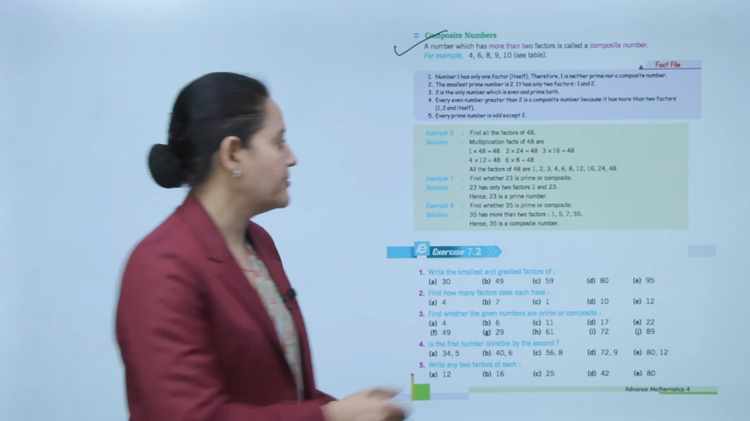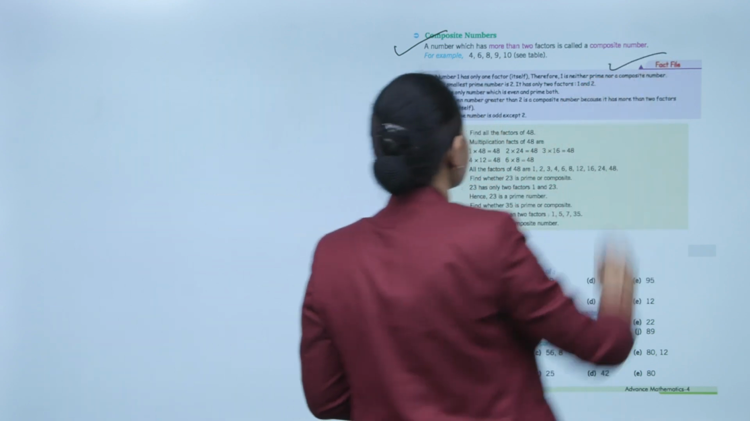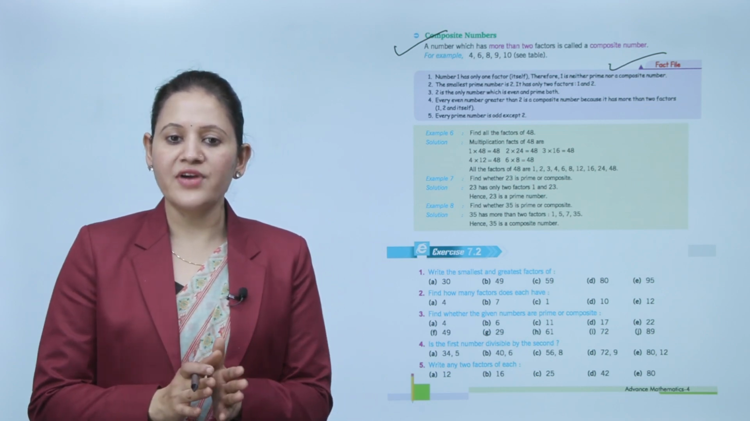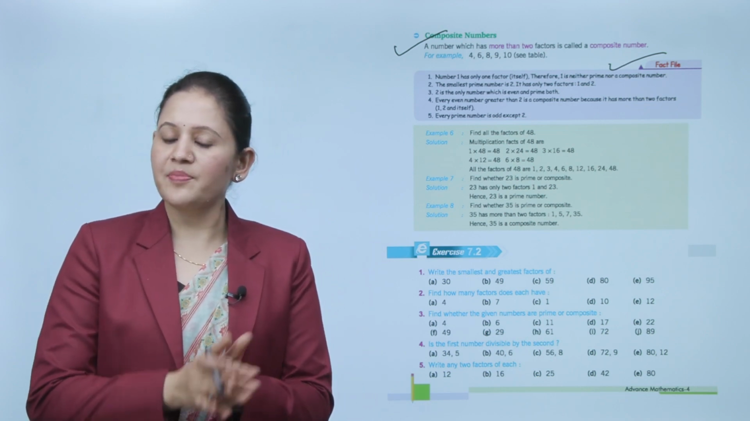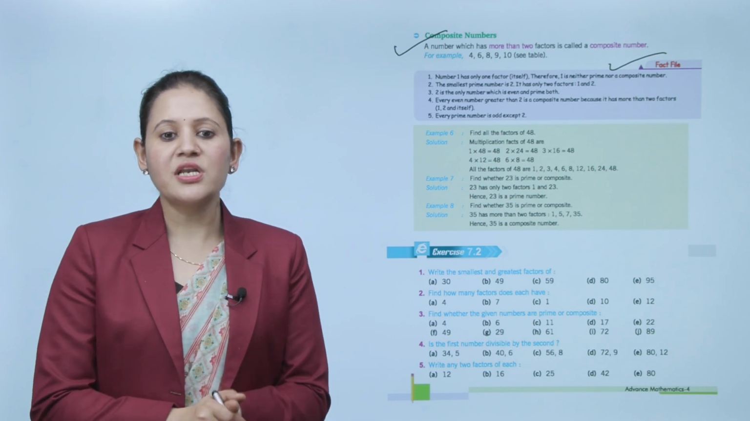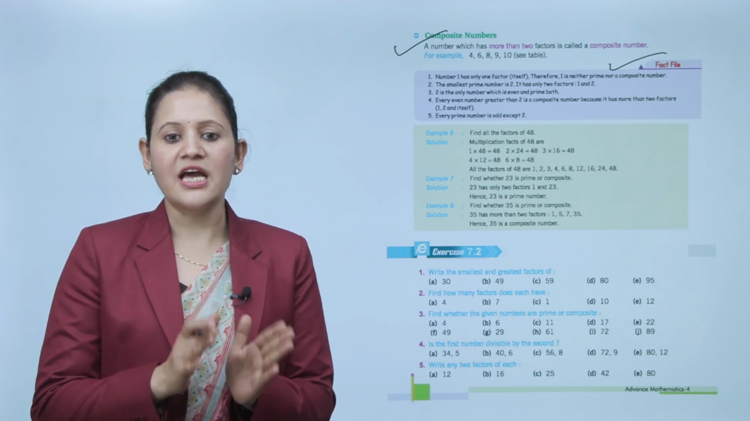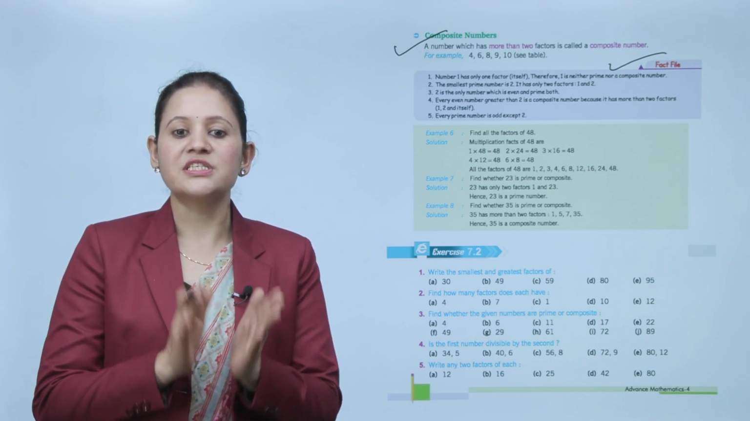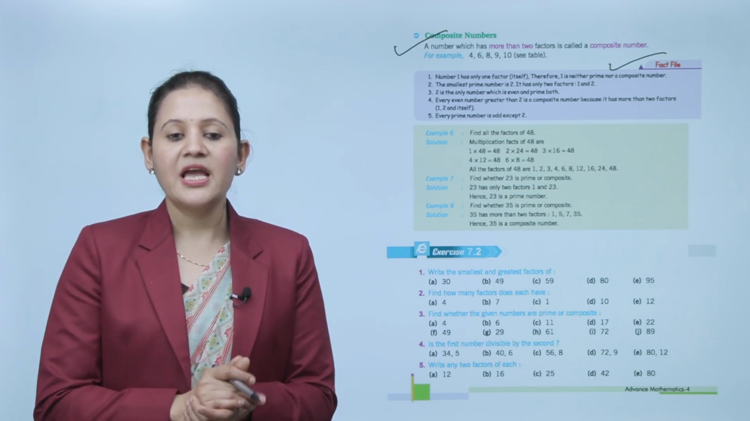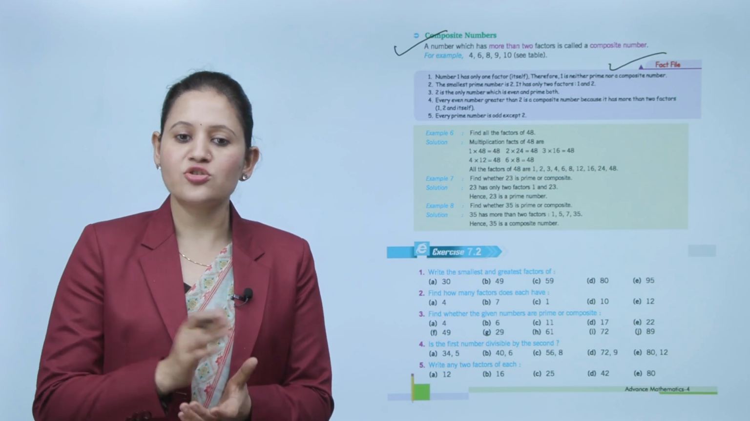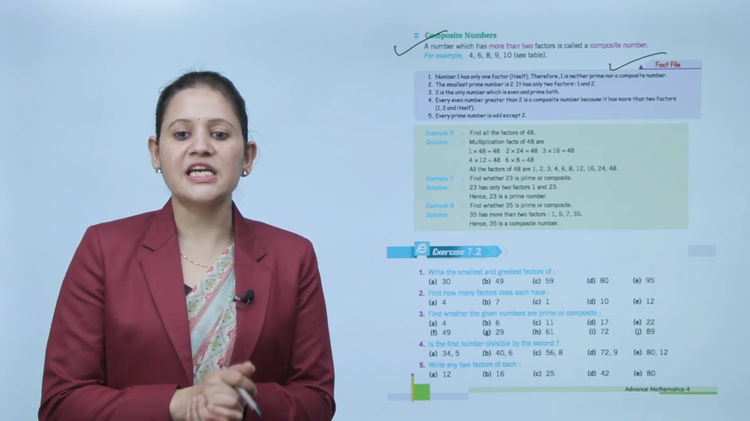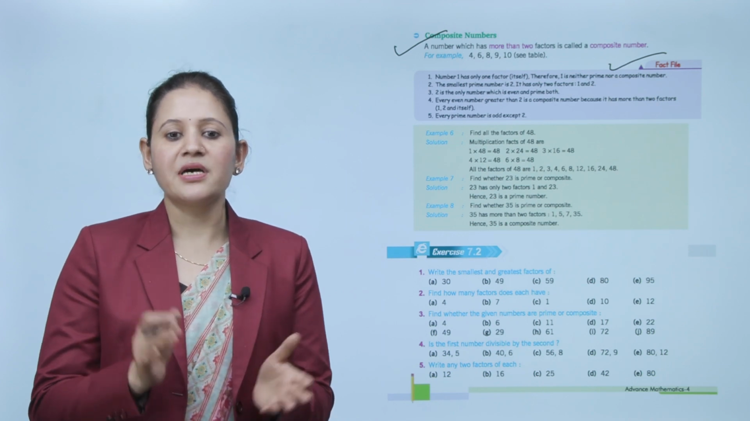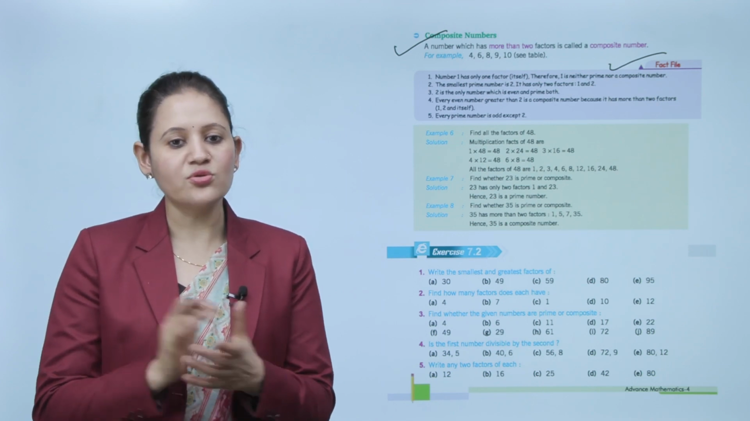Next is the fact file. Number 1 has only one factor. Therefore, 1 is neither prime nor composite. The smallest prime number, that is 2, has only two factors, 1 and 2. 2 is the only number which is both even and prime. Every even number greater than 2 is a composite number because it has more than two factors. Every prime number is odd except 2.